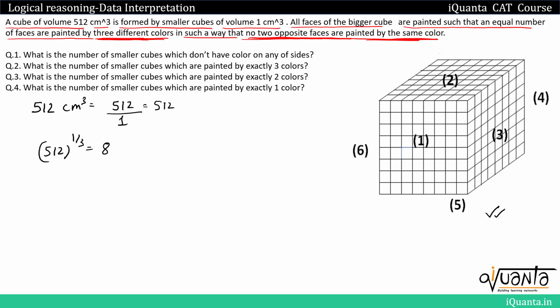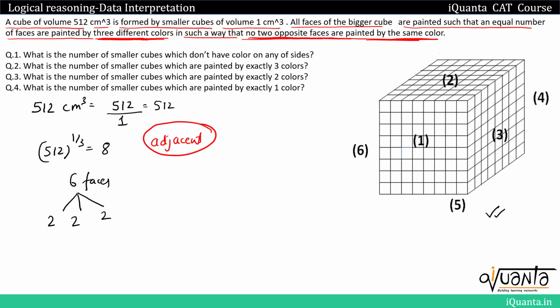Apart from that, we have to make sure that no two opposite faces are painted by the same color. Now we have also been given that all the faces of the bigger cube are painted such that an equal number of faces are painted by 3 different colors. We know that a cube has 6 faces. We have to paint 3 colors and we have to paint an equal number of faces. So 2 faces will be painted with the same color, another 2 will be painted with the same color, another 2 will be painted with the same color. But we have to make sure that these faces having the same color should not be opposite to each other. Now how to make sure that two faces are painted with the same color and they are not opposite to each other? It can only happen when 2 faces having the same color are adjacent to each other.